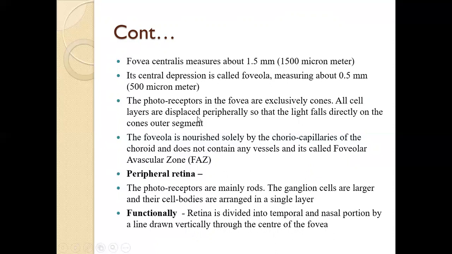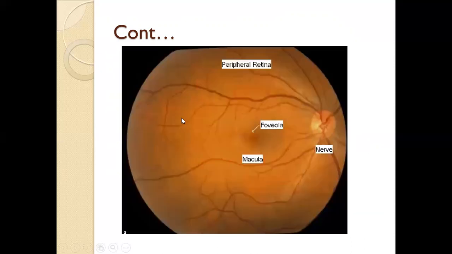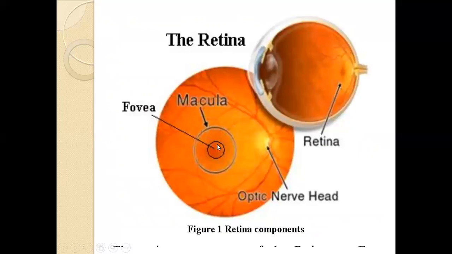All the layers are displaced peripherally so that the light falls directly on the cones' outer side. So here, we have seen how many layers? 10 layers. We have seen. These 10 layers are not actually there; they are displaced from there. Only the layers of rods and cones are present. This is only the fovea. Rods are not there, only cones. So light falls directly on the cones, and cones as receptors can receive the light.